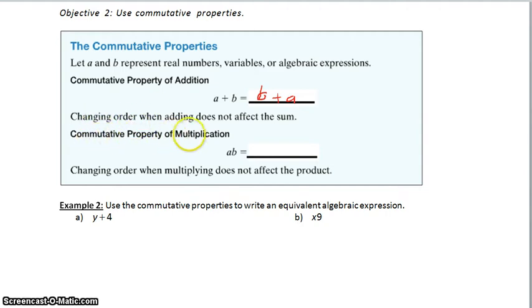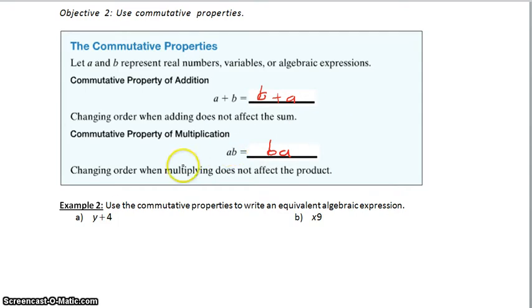Next, we come to the commutative property of multiplication. If it's all multiplication in the problem, it doesn't matter which order you multiply in. It will give you the same answer. So a times b will give you b times a, or ba.